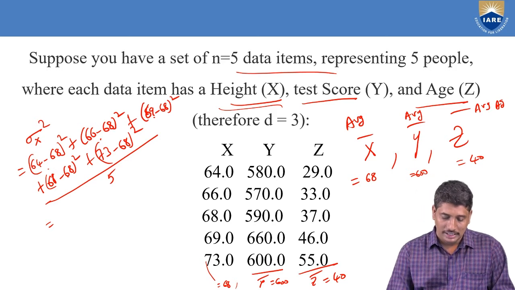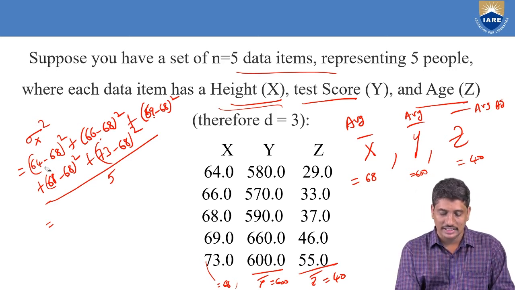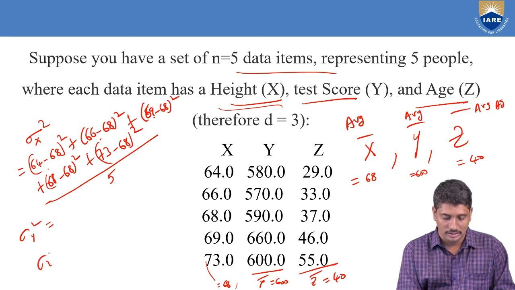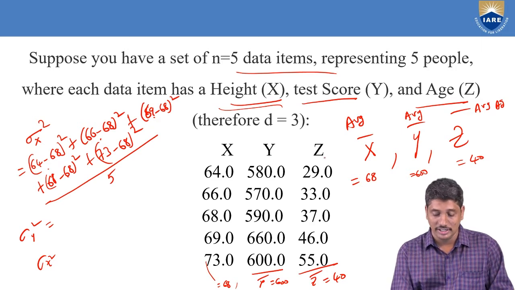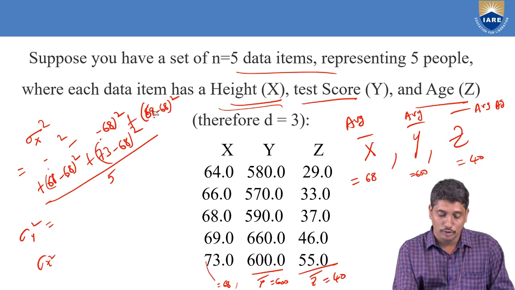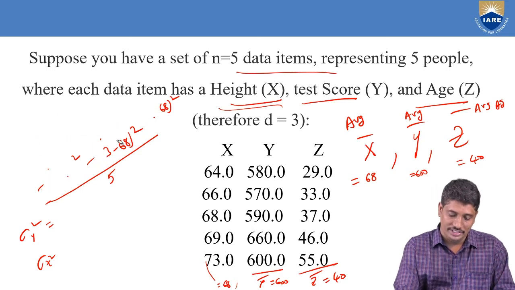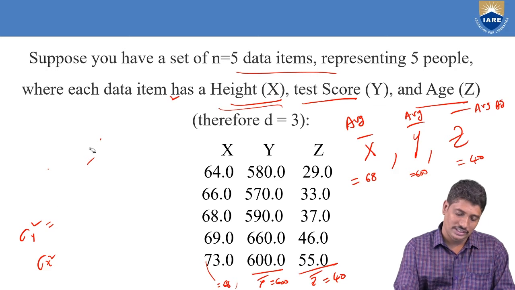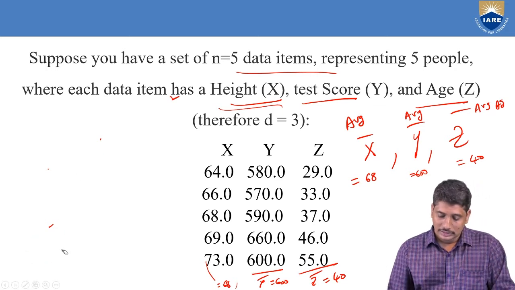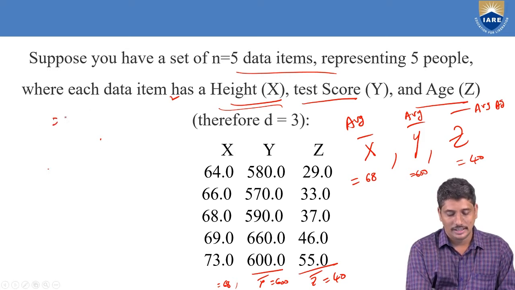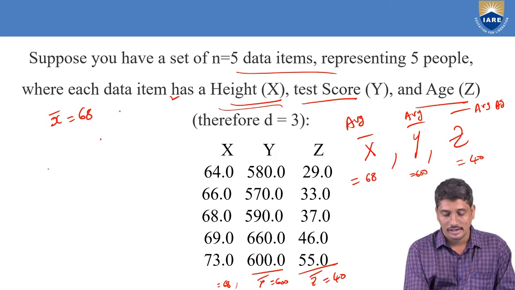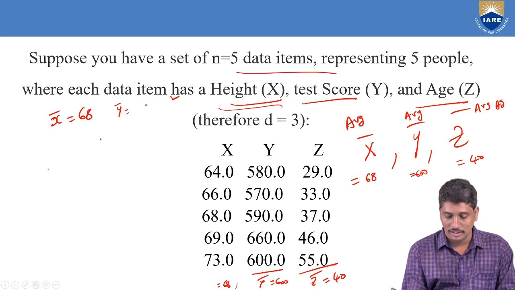Now I'm going to calculate the covariance. In the same way, you can calculate sigma y square and sigma z square. In the same process, you can calculate the variance of x, variance of y, and variance of z. Now I'm going to tell you how to calculate the covariance between x and y. To calculate the covariance, I'm writing here x bar is 68, the average height, and y bar is 600, the average IQ score.